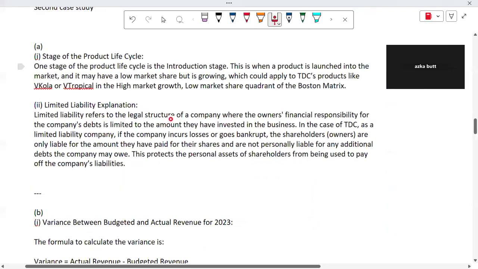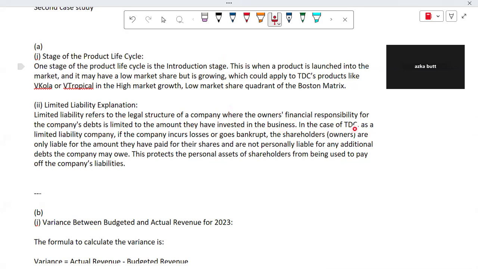So one stage of the product life cycle is introduction stage. You just need to identify it, no need to explain. Limited liability explanation. So limited liability refers to you need to define the term and also you need to write the application, means example from the case. So limited liability refers to the legal structure of a company where the owner's financial responsibility for the company's debt is limited to the amount they have invested in the business.